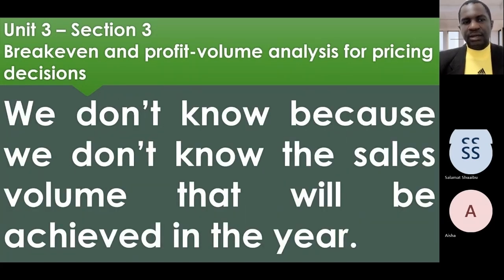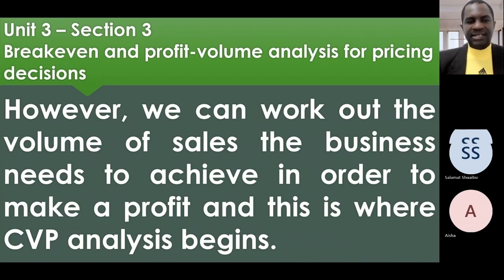This is very important. But you can work out the volume of sales the business needs to achieve in order to make a profit. And this is where CVP analysis begins. So if we need to make profit with a particular volume, then we will drive that volume and see how to achieve selling that particular volume in the market. So since we've determined our sales price, we know our cost of materials, then the volume, and working to make that volume visible and acceptable in the market is the next task.